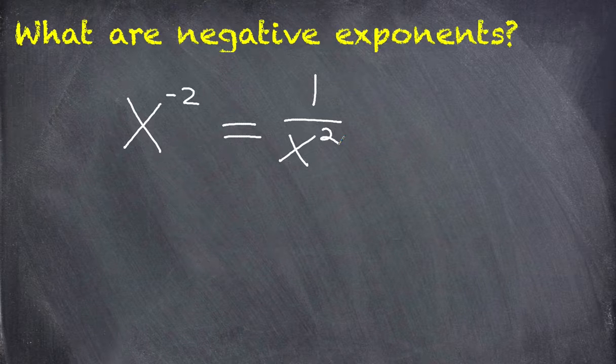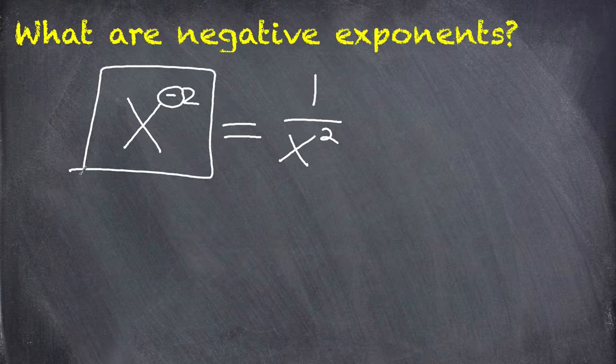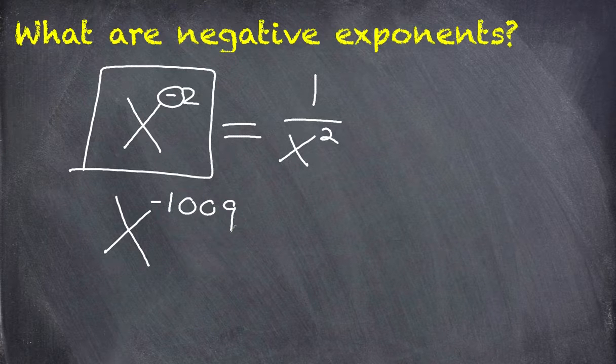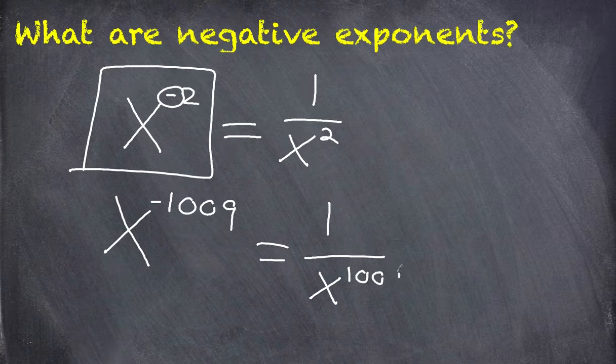Remember, this negative here doesn't make this term negative. It simply means that it's going to be super small. So the bigger we get of a negative exponent, like negative 100, that really means that it's super duper small, because that's going to be in a fraction of 1 over 100 to that power.